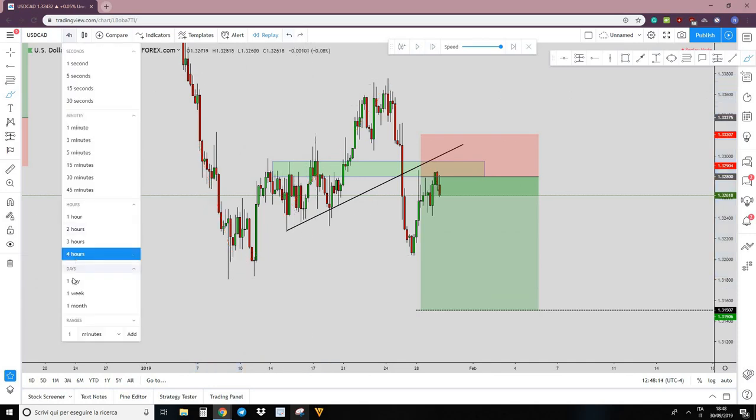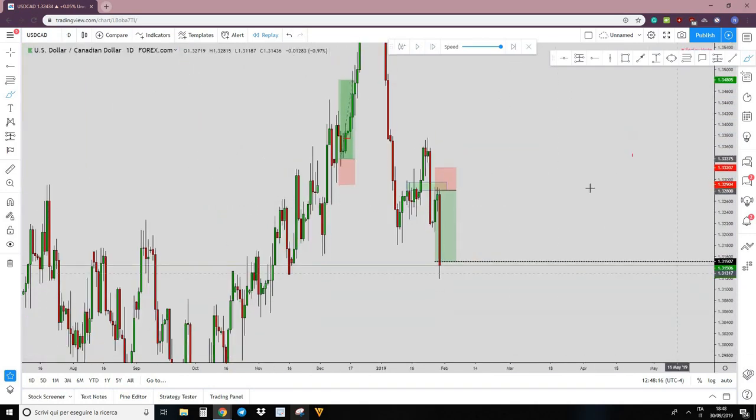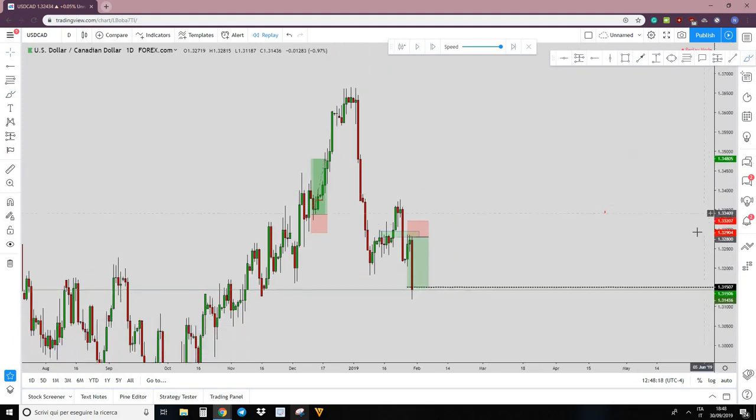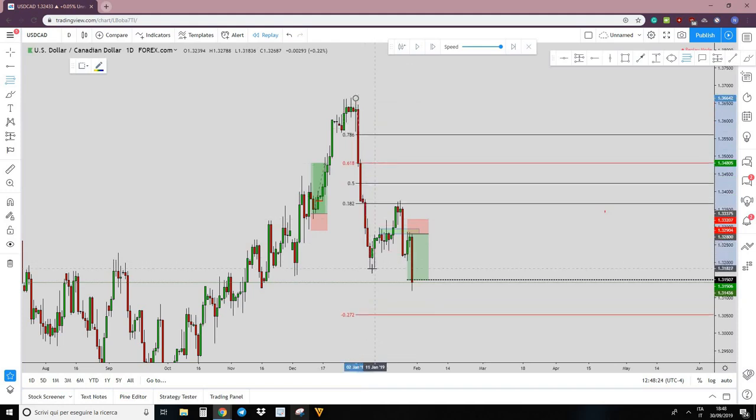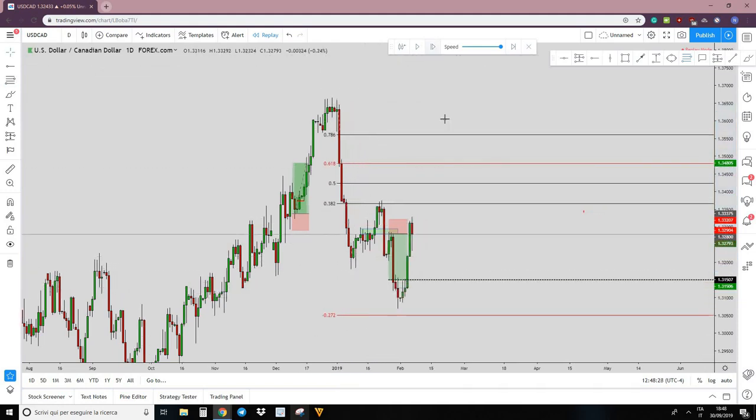So every time you're taking an entry and the Fibonacci level that the market is rejecting is the 382 Fibonacci, then you can take your entry, and you can take your take profit at the first strong number above the minus 27 of the impulse leg.